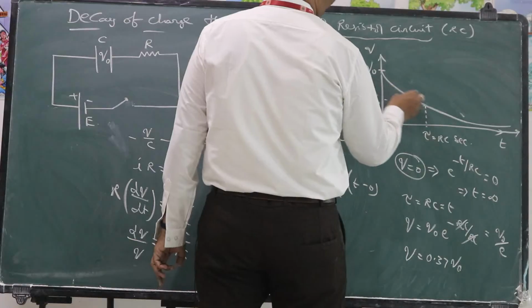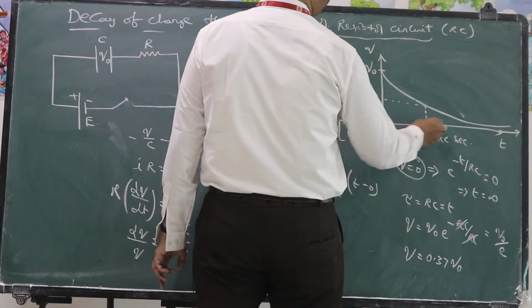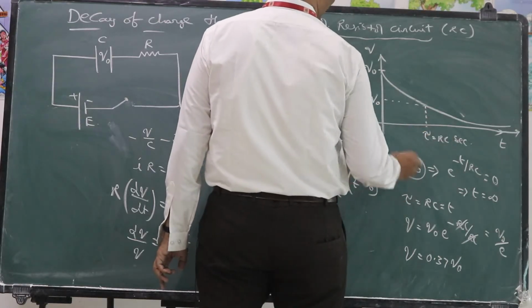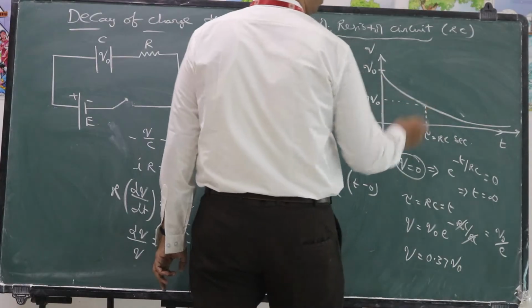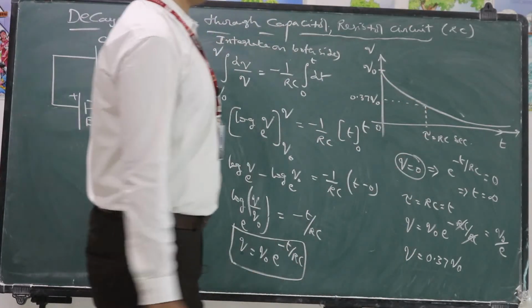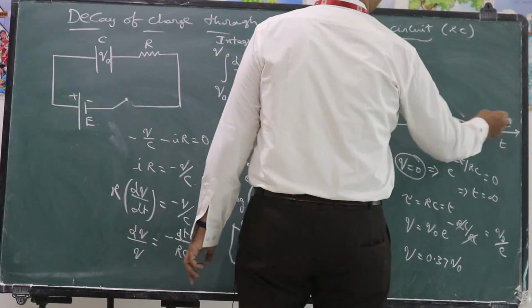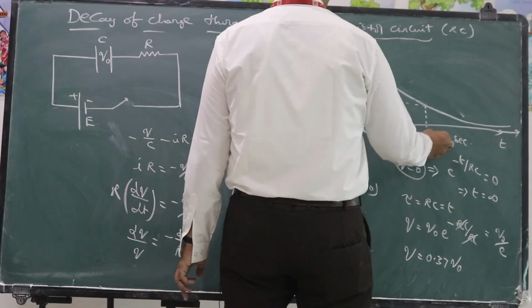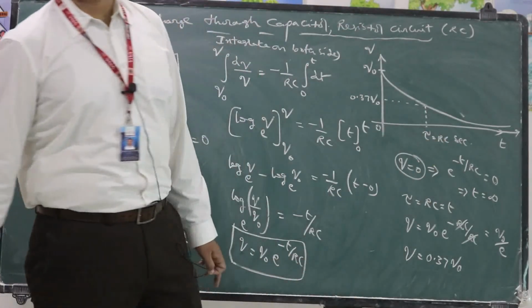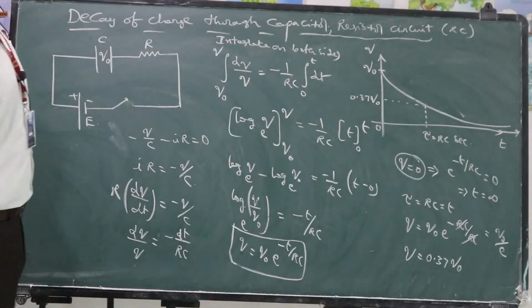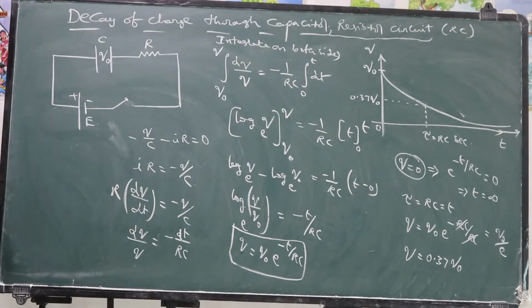From time t equals 0 to t equals RC seconds, there is a considerable decay of charge. Later on decay is there, but it is not so considerable. So this time taken by the fully charged capacitor circuit to decrease its charge to 37% of its maximum charge is called the time constant of the circuit.